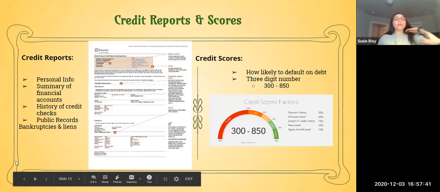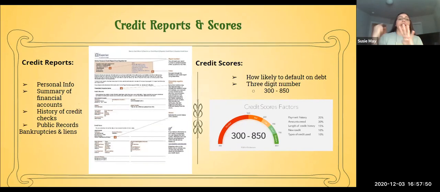Okay, credit reports and scores. All right, so a credit report has 4 things on it. It has your personal information, your summary of financial accounts, the history of credit checks, who has checked your credit, and then public records like bankruptcies and liens, which I did not know was public until doing this.